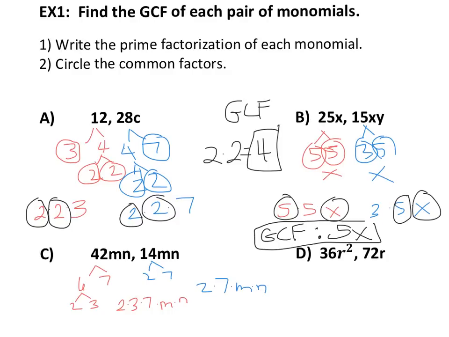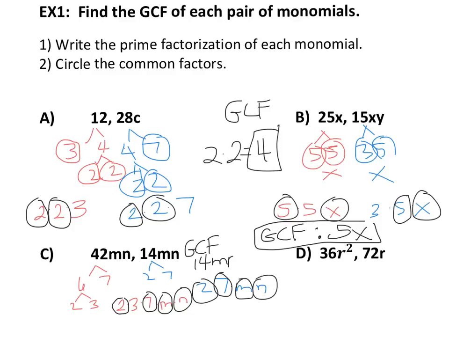Now let's circle the factors they have in common. They both have the 2. They both have the 7. They both have m, and they both have n. So when I multiply what they have in common, the GCF is 14mn, because 2 times 7 is 14. That is the greatest common factor between 42mn and 14mn.